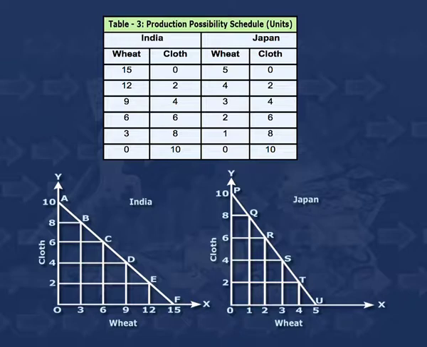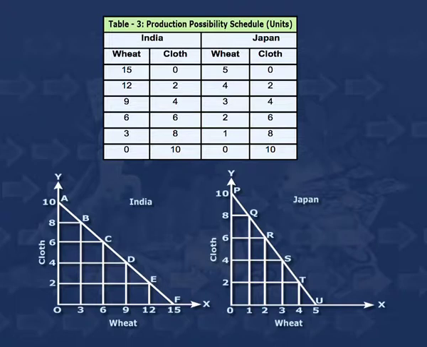The production possibility frontier of both nations has a negative slope. It means that if nations want to produce more units of one commodity, they have to reduce the production of another commodity. In other words, production of both commodities cannot increase together. The production possibility frontiers of both nations are straight lines because opportunity costs are assumed to be constant.